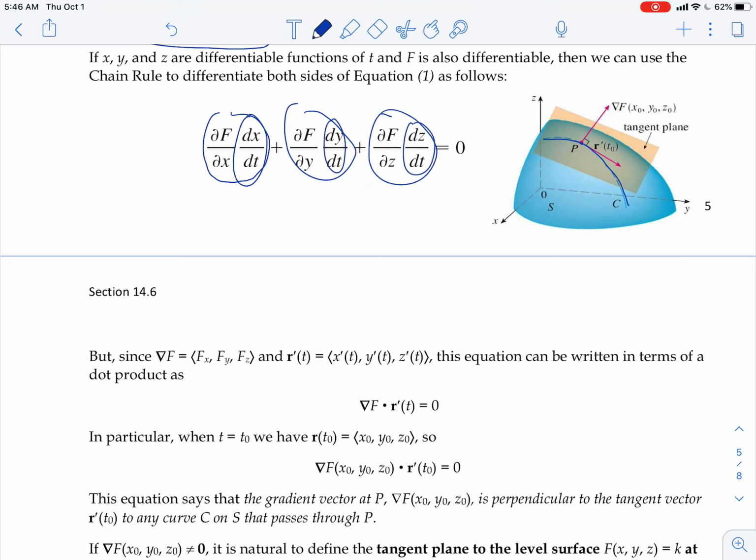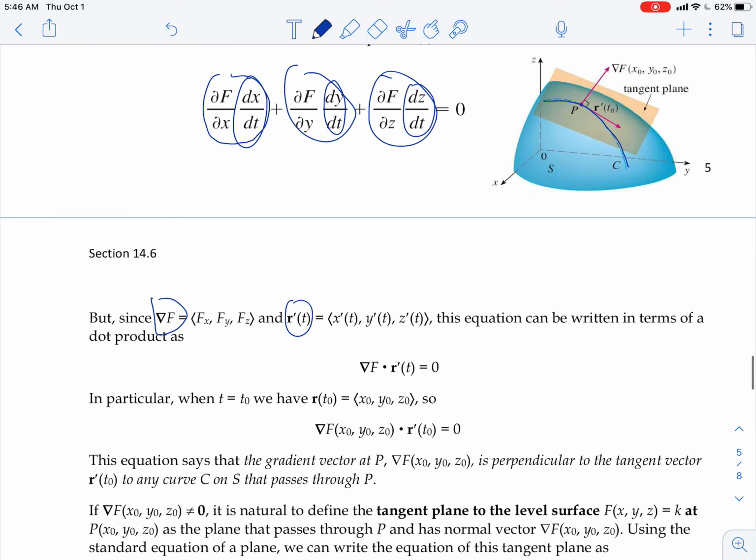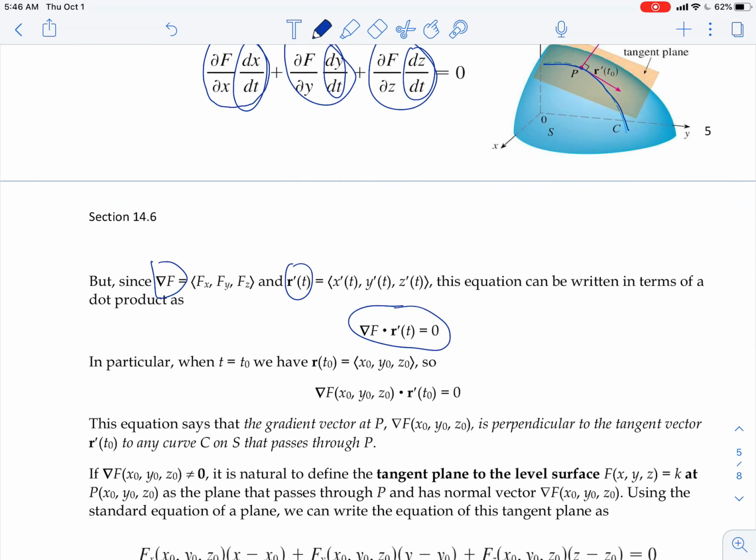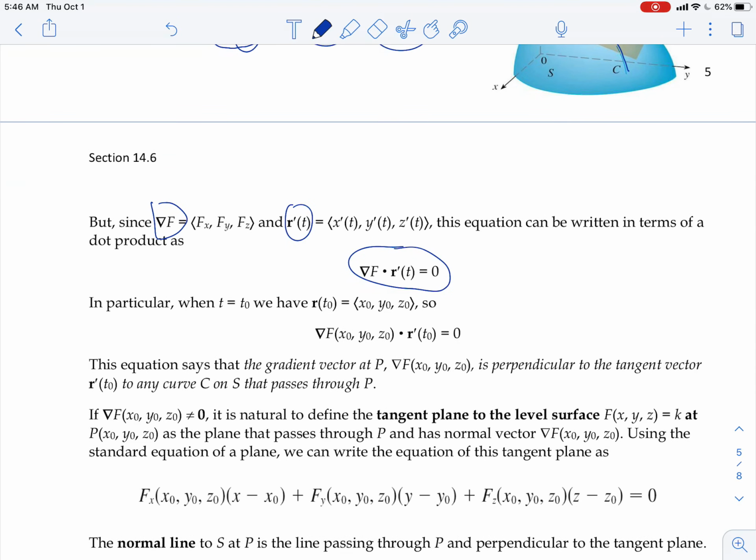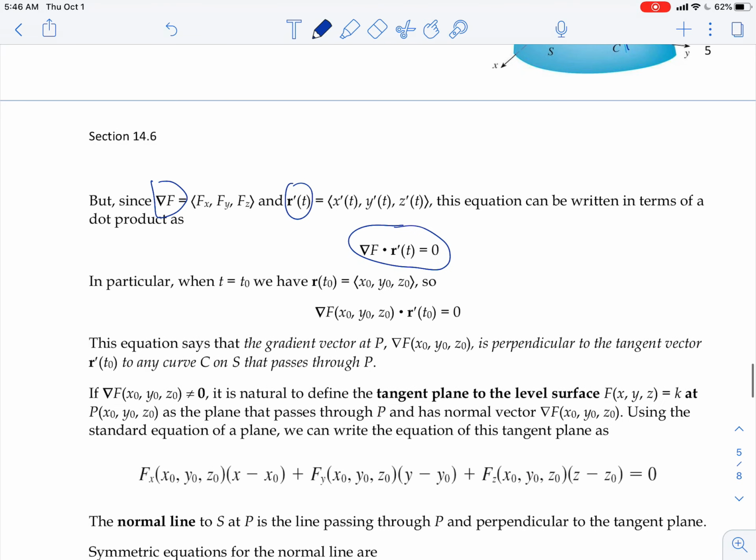where dx over dt, dy over dt, dz over dt is just going to be r prime of t, and the partials of f with respect to x, y, and z are going to be the gradient. So now we can rewrite the equation as the gradient of f dot r prime of t, which is going to equal 0. In particular, if the dot product gives us 0, especially at the initial point, then the gradient of f is perpendicular to the tangent vector, which is r prime of t.